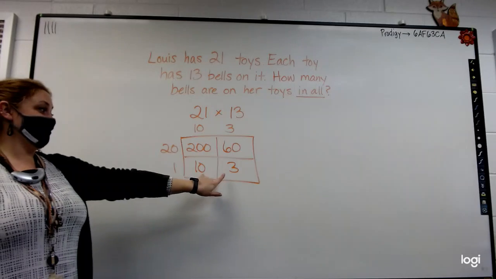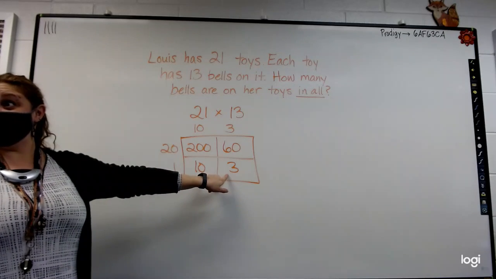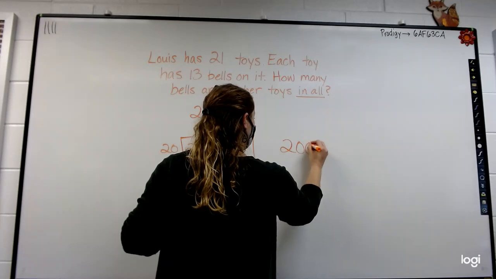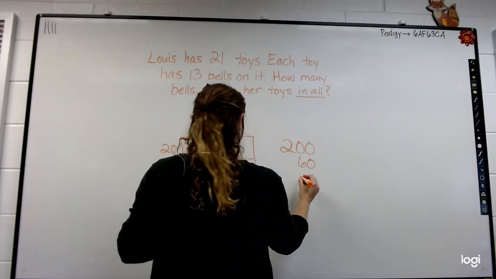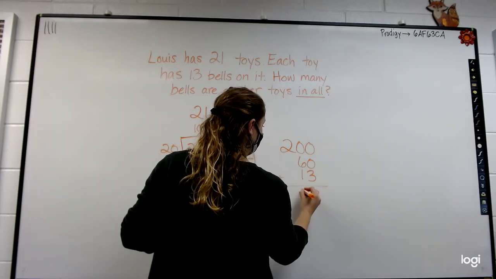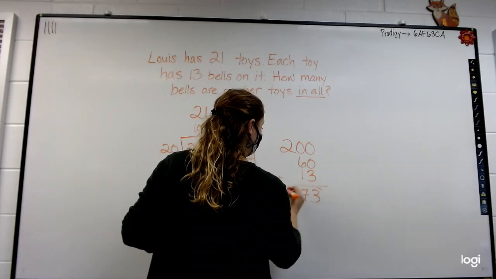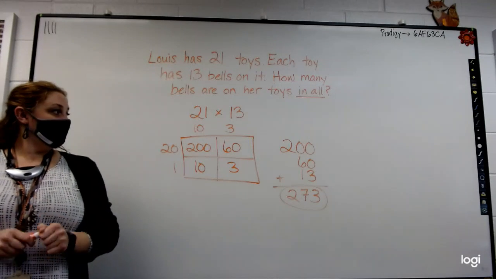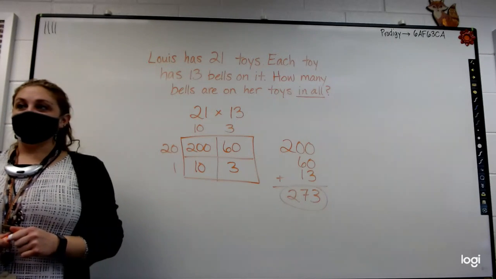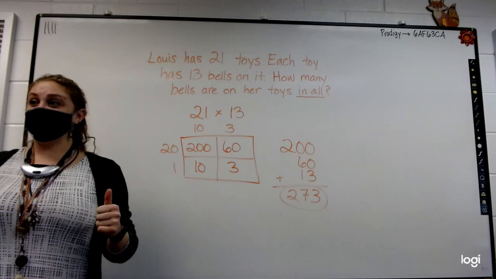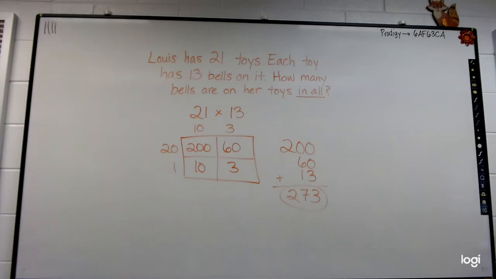I am going to mentally add my 10 and my 3 so that I only have 3 numbers to add. You don't have to do it that way. We got 273. Do I get some thumbs ups? Oh, got a few. If you got a different answer, check your work and figure out what went wrong.